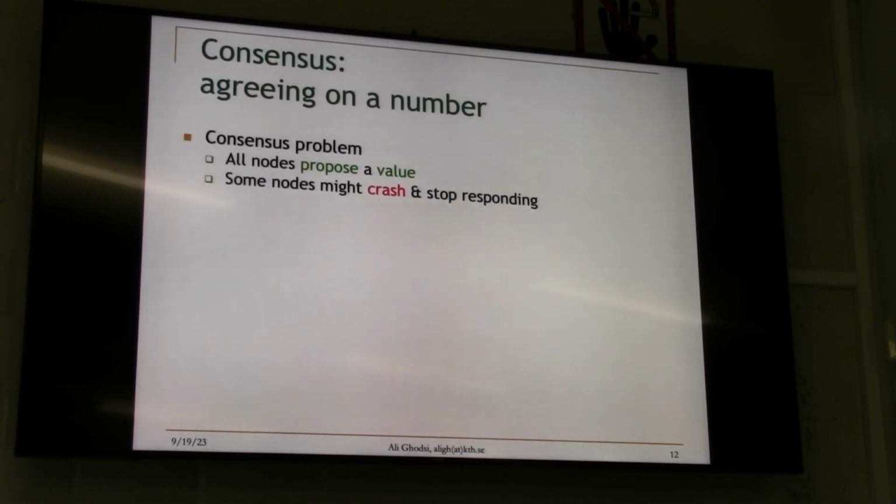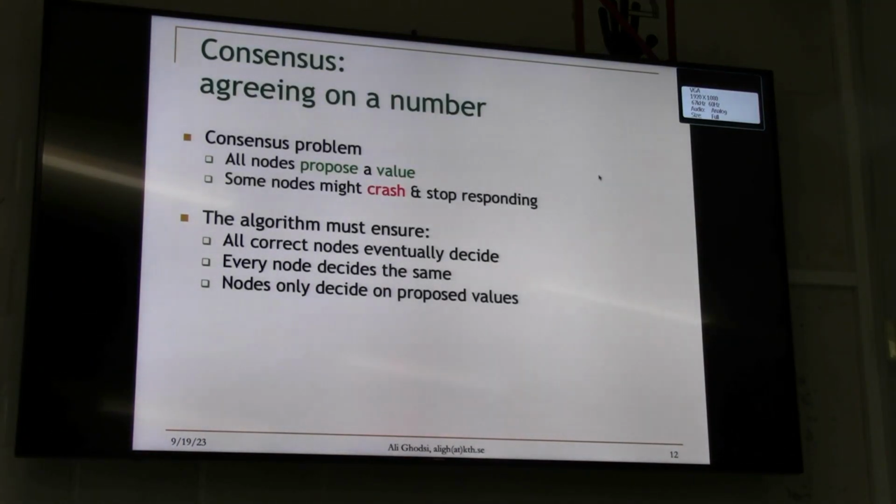Okay, so this problem is called consensus. This is one of the fundamental problems of a distributed system. So usually you can have more than 2 nodes. Okay, you have n nodes, and they all have to agree. So all nodes propose a value, but sometimes nodes might crash, stop responding.